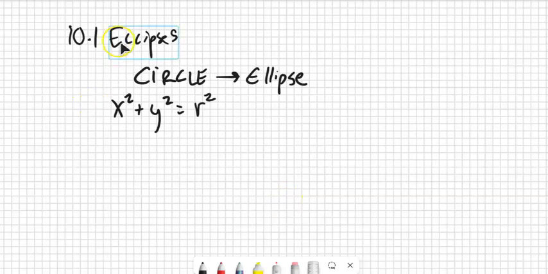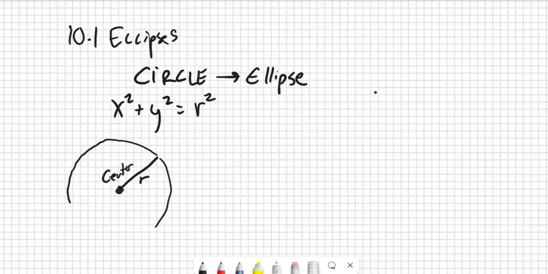This section is all about ellipses. And ellipses are pretty easy to think about or to understand if you think about them in relation to circles. So in circles, basically you have a radius, and all of the points of a circle are a fixed distance away from the center. Right? I mean, that's how you just make a circle. So it's just this constant distance from here.